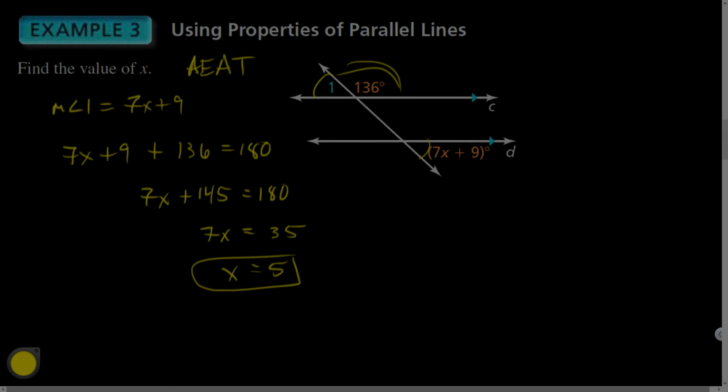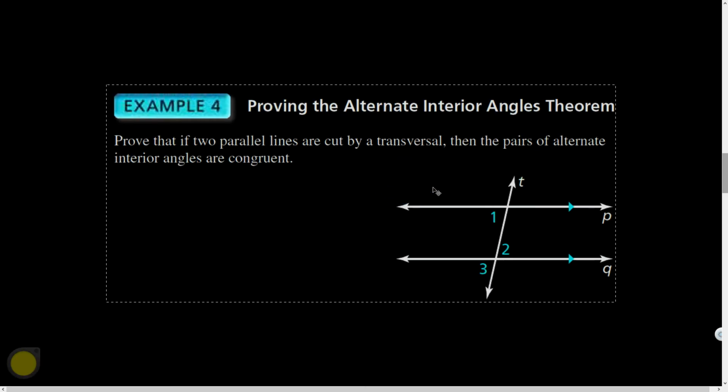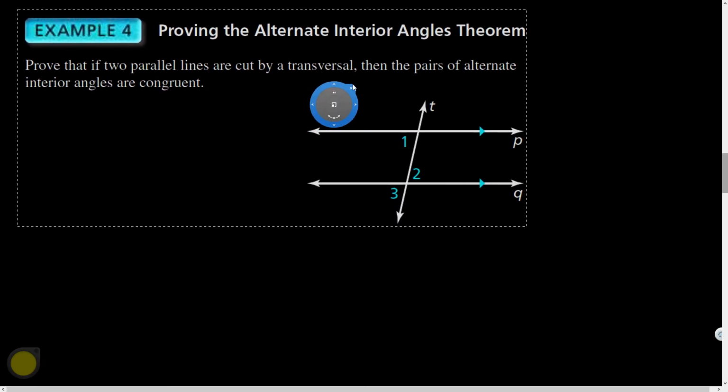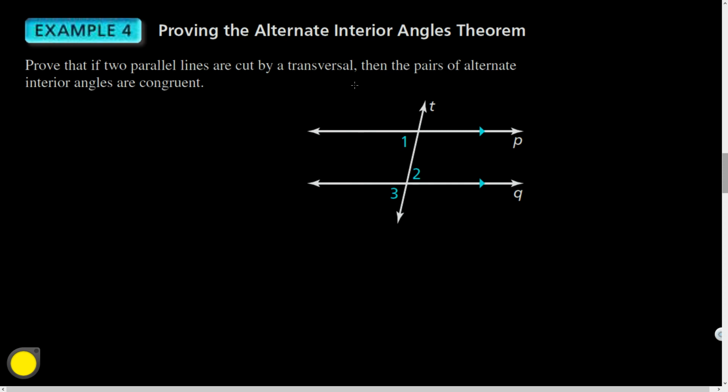So here's a proof, the moment we've been waiting for, because we don't even know if any of the other problems I've done are true yet, right? So far, we've just been in pretend land. Let's see. Prove that two parallel lines cut by a transversal, that then the pairs of alternate interior angles are congruent.